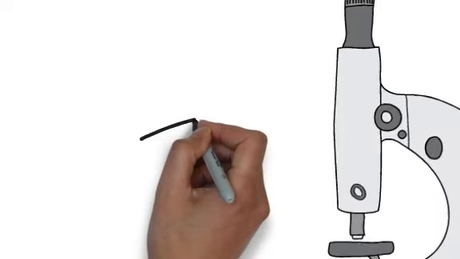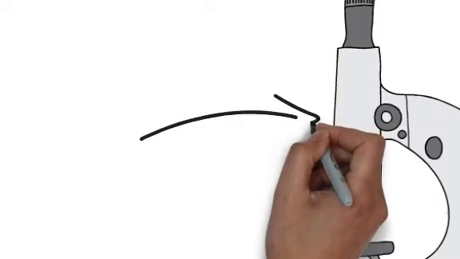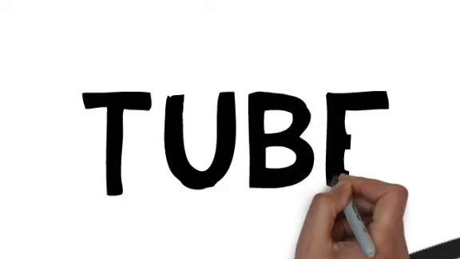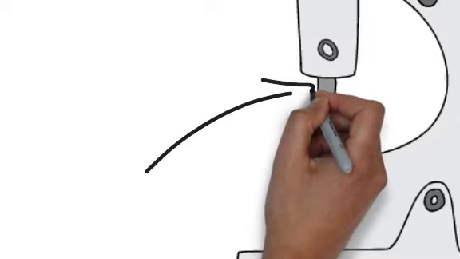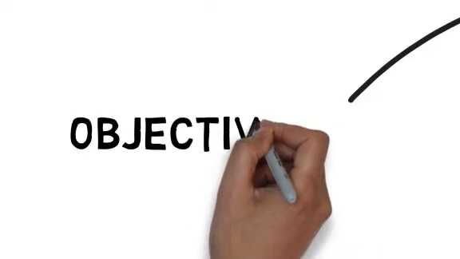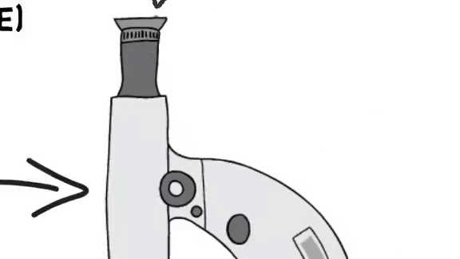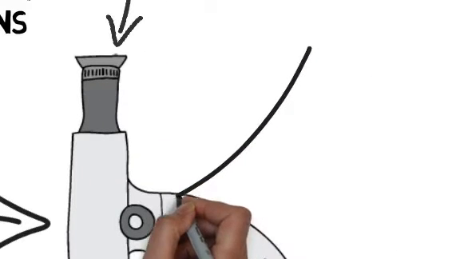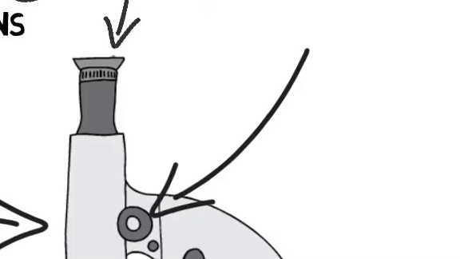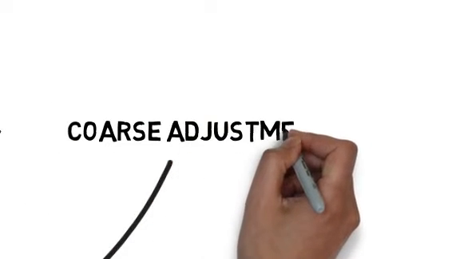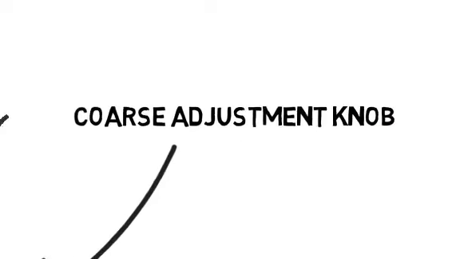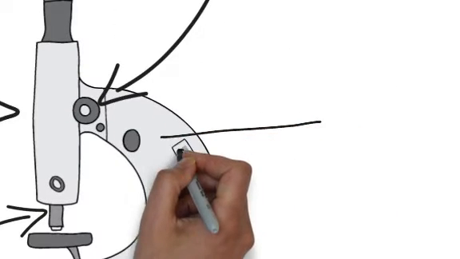The tube holds the eyepiece and the objective lens at the proper working distance from each other. The objective lens magnifies the object on the slide. There are often 3 lenses with different magnifying powers. The coarse adjustment knob brings the object into focus by moving the tube or the stage up or down. The fine adjustment knob helps bring the objects into sharper focus.